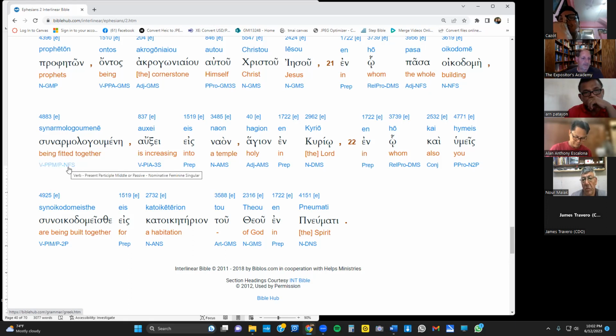this says "being fitted together" is a participle. It says present participle middle. Now you'll notice here, maybe if you can see it, it does say verb. That's just the interlinear designation. It's technically not a full verb, right? It's a participle, but it does say that here, verb, present participle middle. So if you see participle there, it's really a verbal. It's not a verb, so that's not quite correct, but the interlinear guys put that there. But look for the word participle and see if it's there.